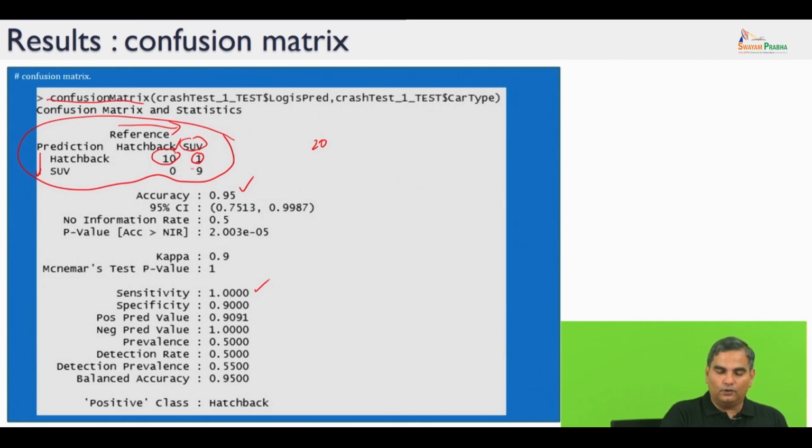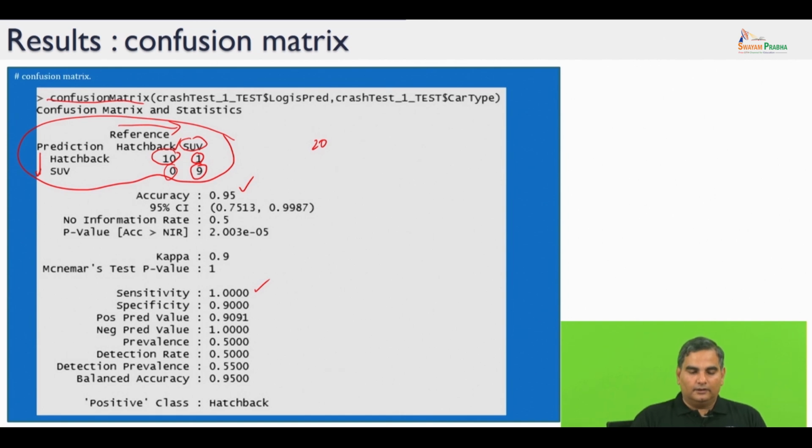Now, if you go to the next row and look at this, you would see that the prediction is SUV and the reference is hatchback. This 0 means there was no car which was a hatchback which was predicted as an SUV. That is why you get a 0. And if you go to this number, the true car class is SUV and the prediction is also SUV. So 9 SUVs were correctly predicted to be SUVs. That is what this means.